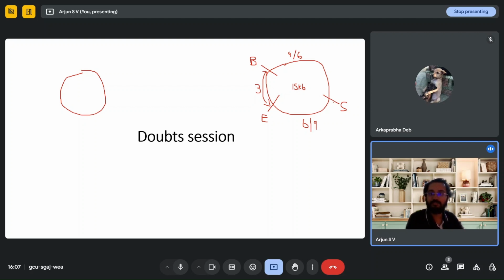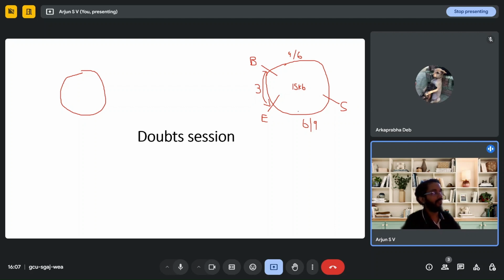So BamH1 plus StuI gave 9 kilobases and 6 kilobases. This is quite the opposite. It's not giving you the same. Giving you 6 kilobases and 9 kilobases is different from giving you 9 kilobases and 6 kilobases. And here we don't have EcoR1, we have BamH1. So let's just arbitrarily assume BamH1 is somewhere around here.